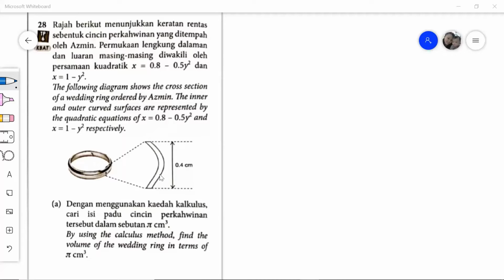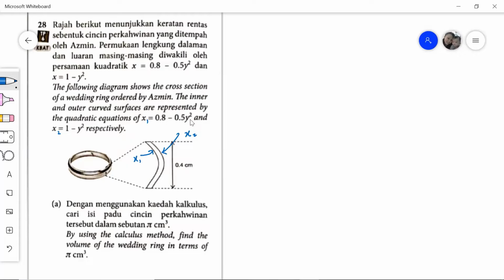The inner and the outer curved surfaces are represented by the quadratic equation x equals 0.8 minus 0.5 y squared. So this is the inner one, let's call this x1. And the outer curve will be x2, that is 1 minus y squared. By using the calculus method, we have to find the volume of the wedding ring in terms of pi.